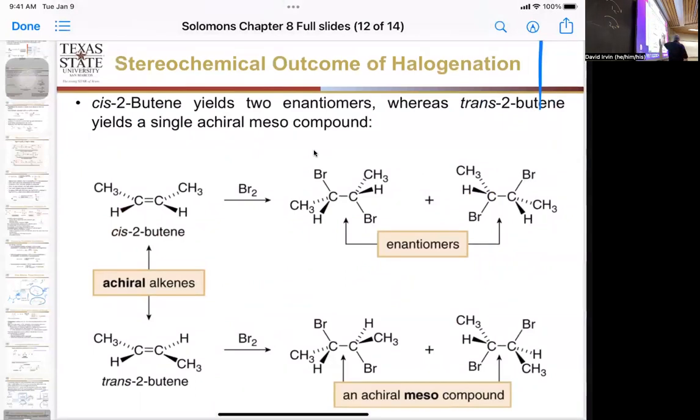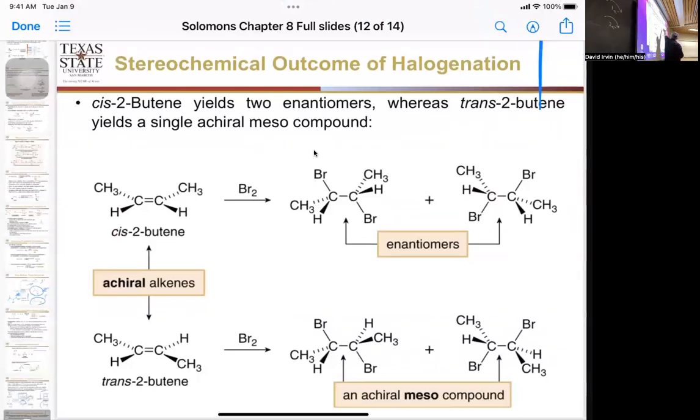Okay, and so the ones attached are two different things. Now, because we have four different things on each of those carbons, we have the possibility of diastereomers, but these happen to be enantiomers because we have non-superimposable mirror images. We can rotate this bromine around and do all the kind of funny stuff, but we also don't have a mirror plane.